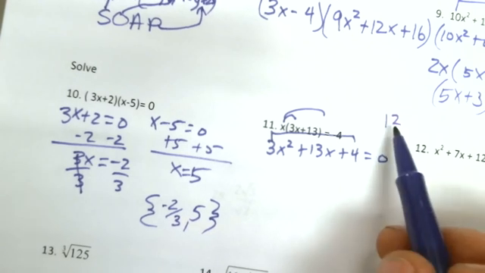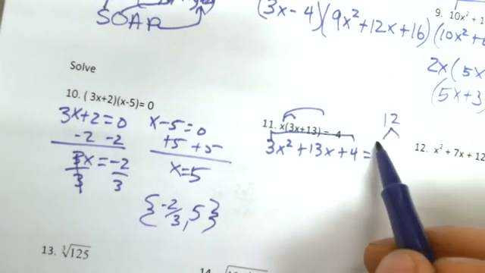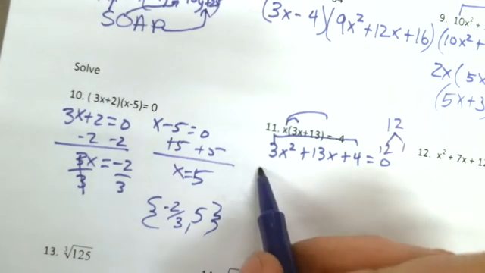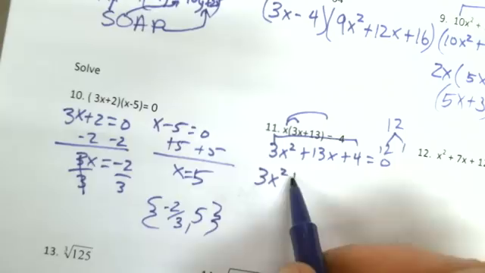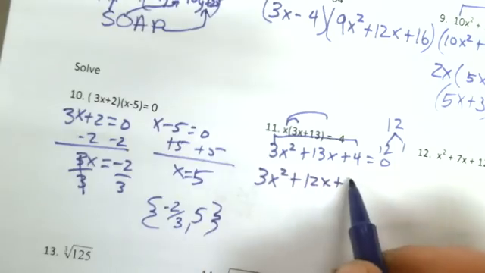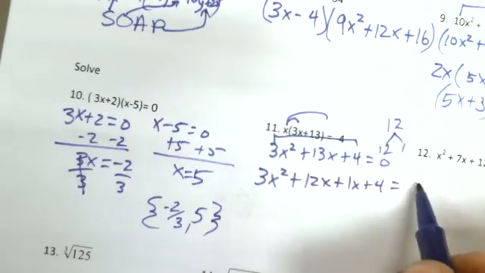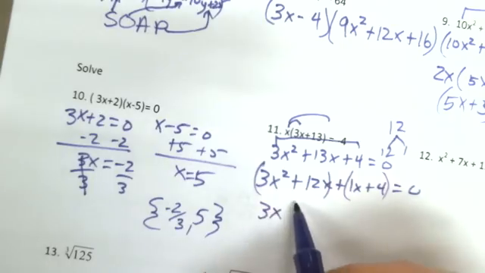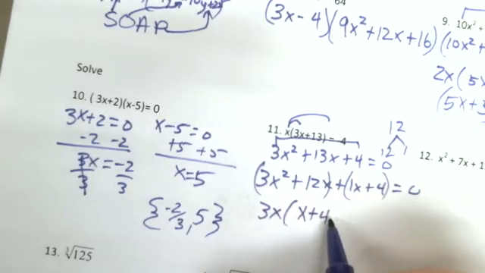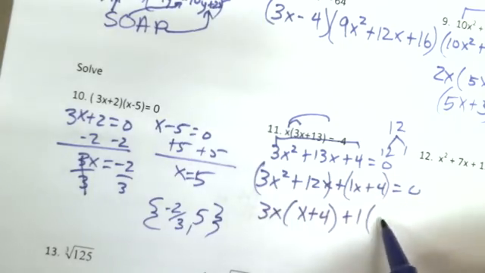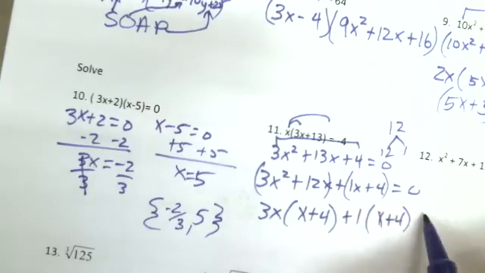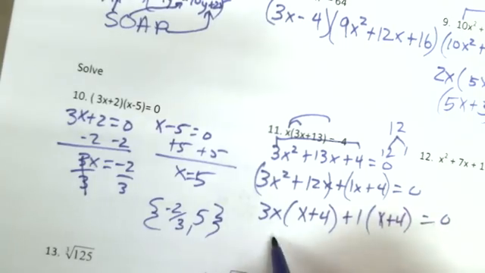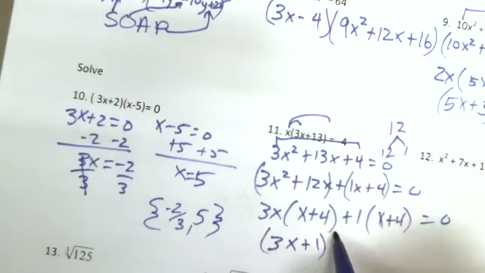And the factors of 12 that add up to 13 would be 12 and 1. Let's rewrite our middle term as 12x and 1x, and then factor that by grouping. Greatest common factor is 3x, leaving me with x plus 4. I'm going to bring the 1 out of the second grouping, leaving me with x plus 4. And I'm going to rewrite it as 3x plus 1, x plus 4.